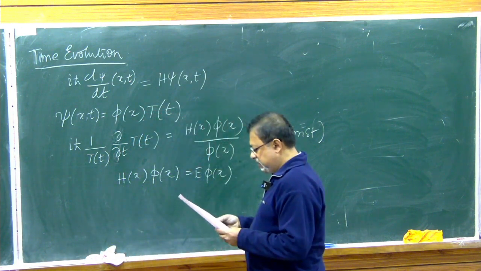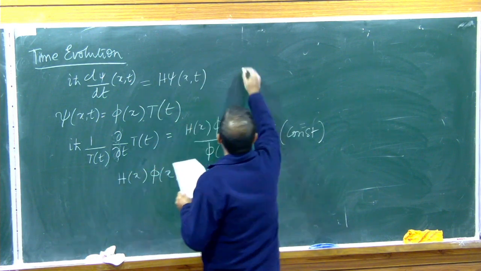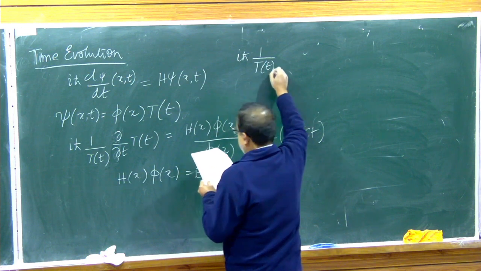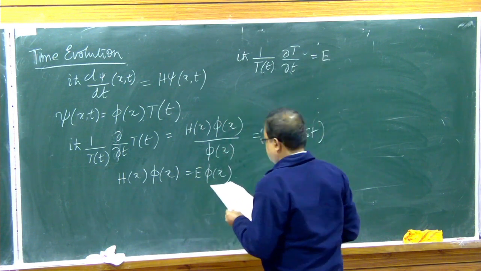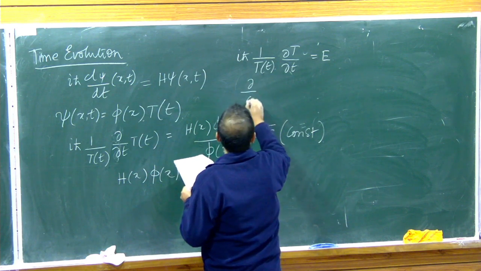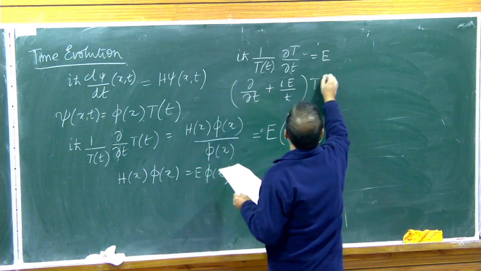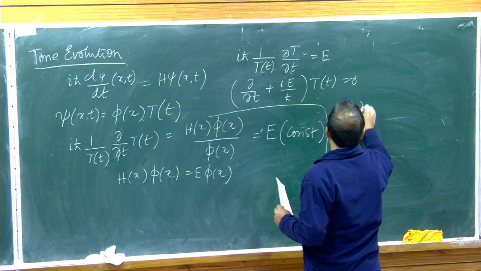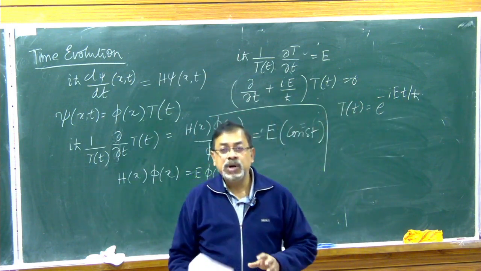which you've seen several times that we have solved. And then the other part, which is this one, is i h cross, 1 by T of t, del T del t, and this is equal to E. I can rearrange this and write it as del T del t plus iE by h cross times T of t equal to 0, and the solution of this is T of t equal to exponential minus iEt by h cross.